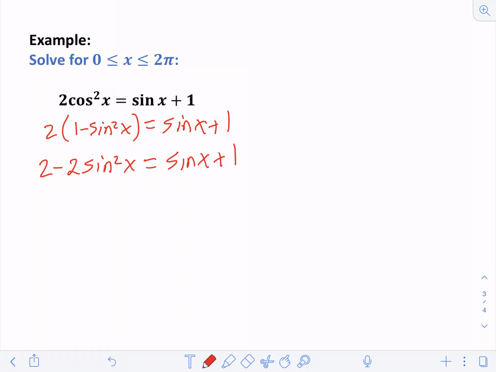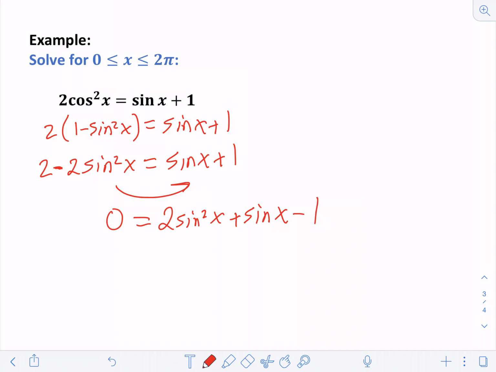This is like a trinomial, right? So I want to set everything equal to 0 and factor. I'm going to bring everything over to the right because I got that negative 2 up front. I want to make that positive. So I'm going to bring 0 here, and I'm going to bring everything to the right, and that's going to give me 2 sine squared x plus sine x. And then I bring the 2 over negative, it's going to be minus 1, right?